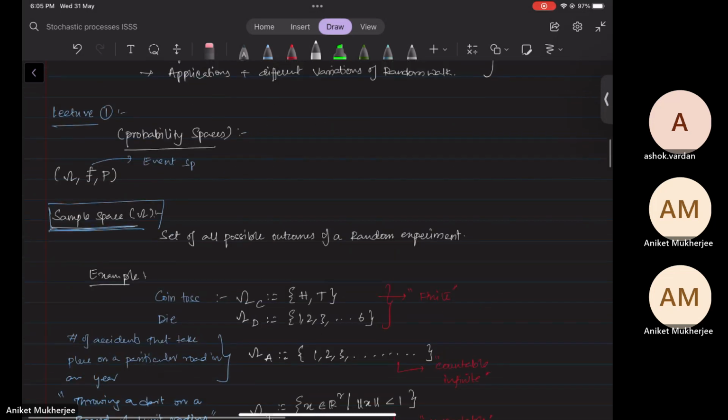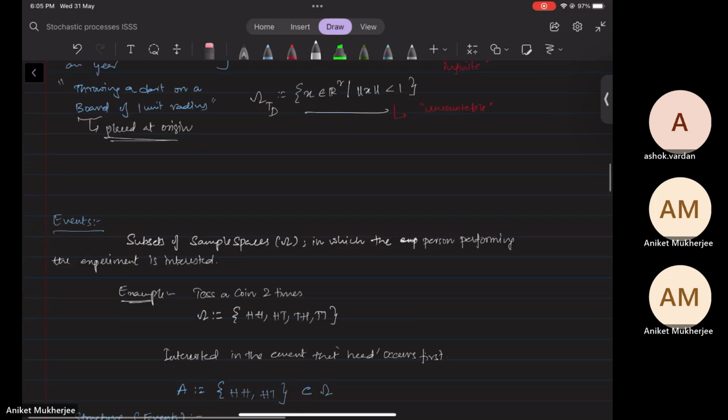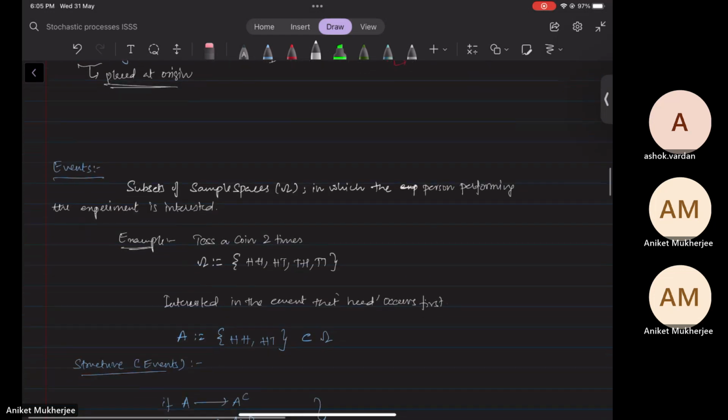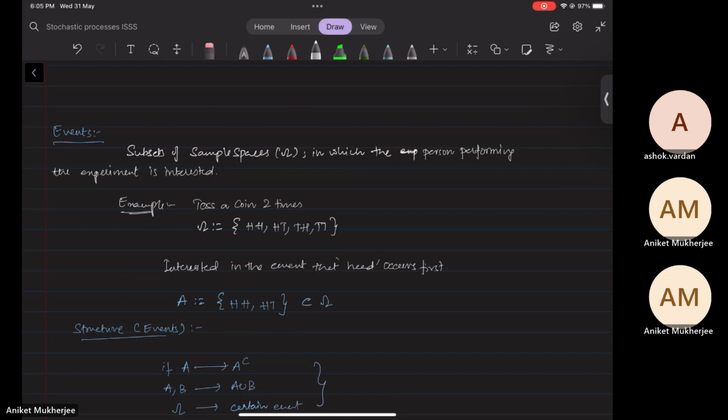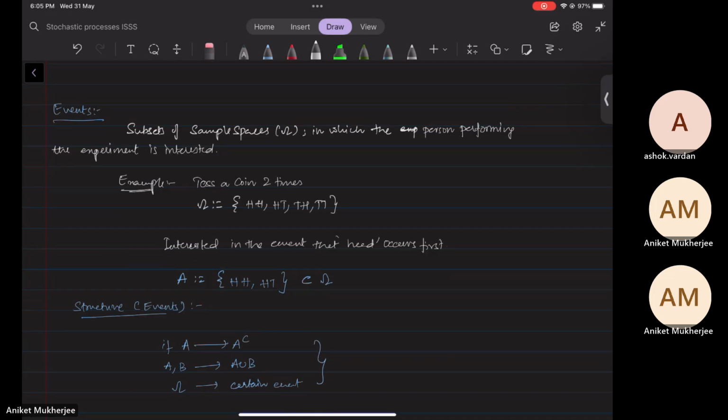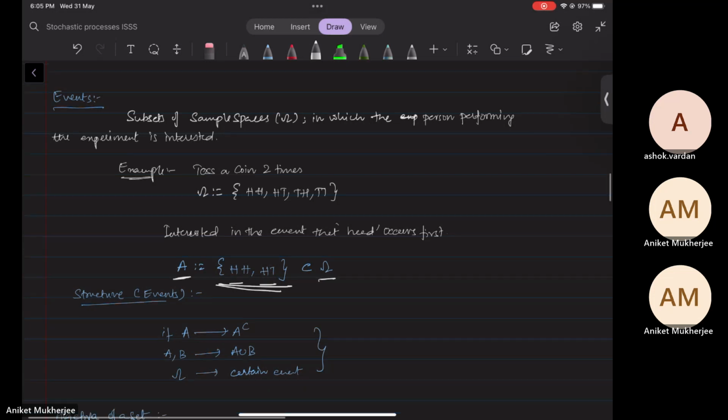So out of the three things that define a probability space, one is the sample space, which contains the outcomes. The other is the event space, which contains the events. Events are subsets of sample spaces. Now, for two coin tosses, the sample space is head-head, head-tail, tail-head, tail-tail. Suppose you are interested in the event that the head occurs first. Then you denote the event as a set A, and you take the outcomes head-head and head-tail and form a set of it, a subset of the sample space which you're interested in.